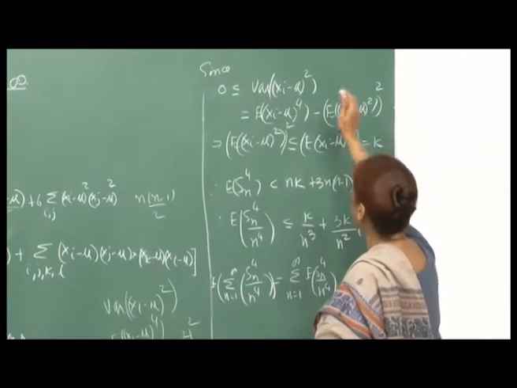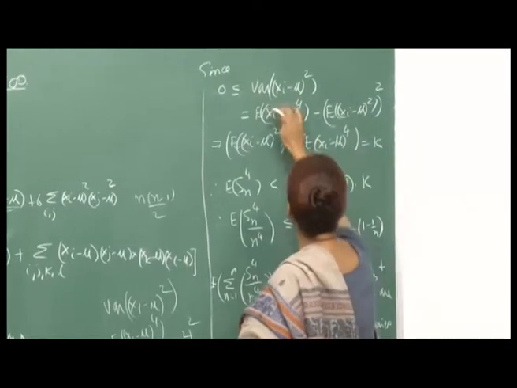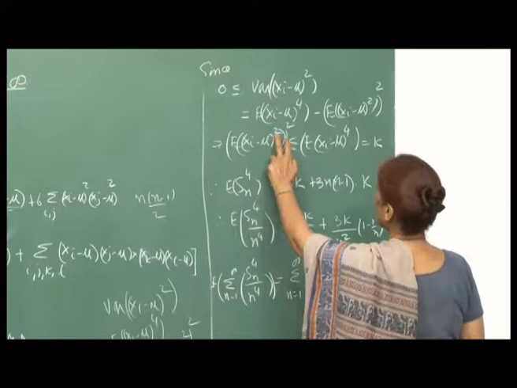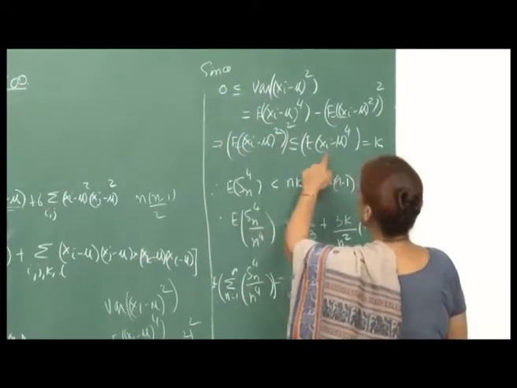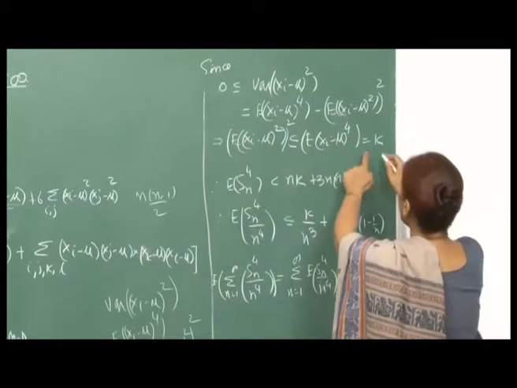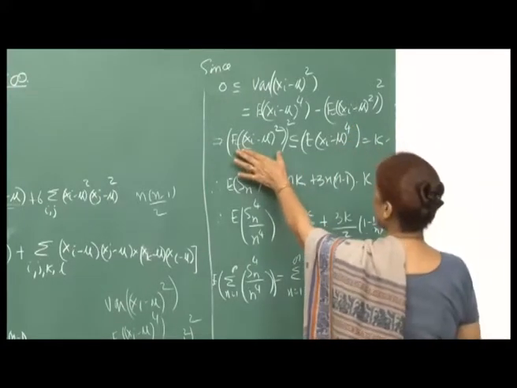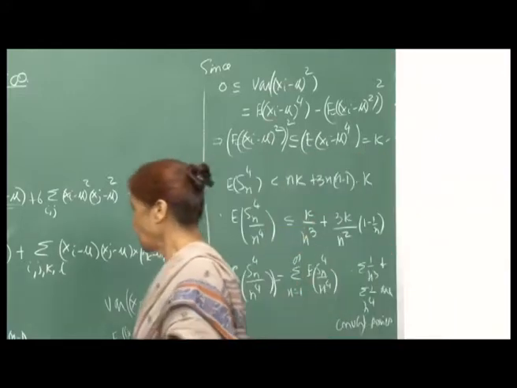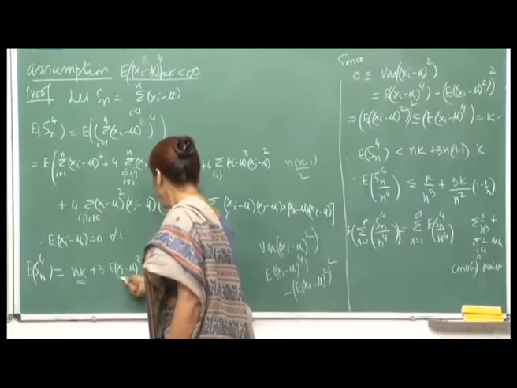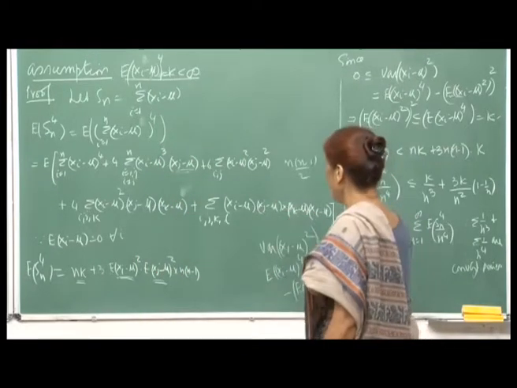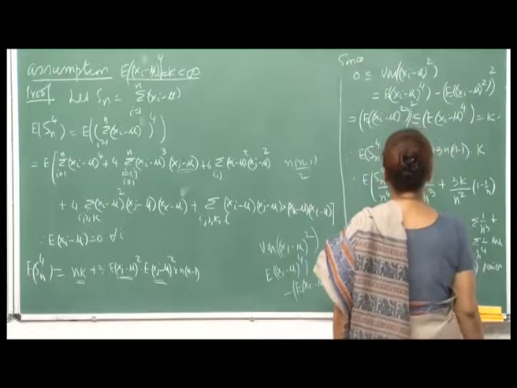So, anyway, since this is non-negative, from here it follows that your expectation of (x i minus mu) square, whole square, is less than or equal to expectation of (x i minus mu) raised to 4, which we are taking to be k. So, therefore, this is also finite, right. Everything is finite here. These things are also finite, because the square is finite. So, therefore, both of these are finite.